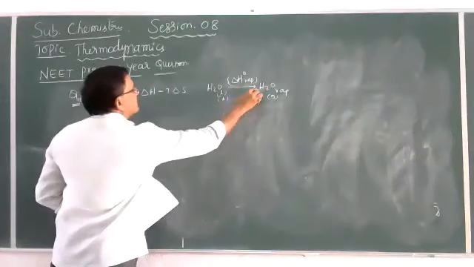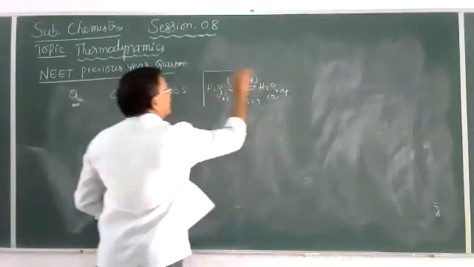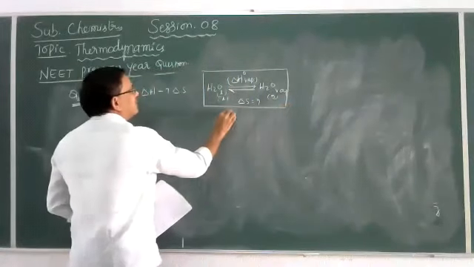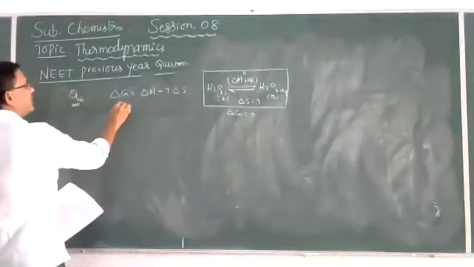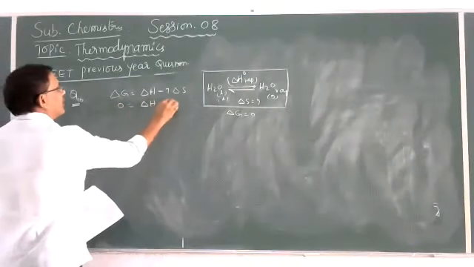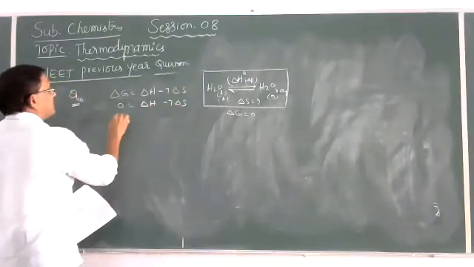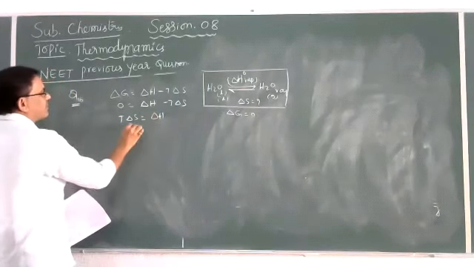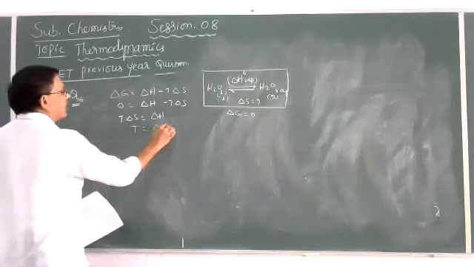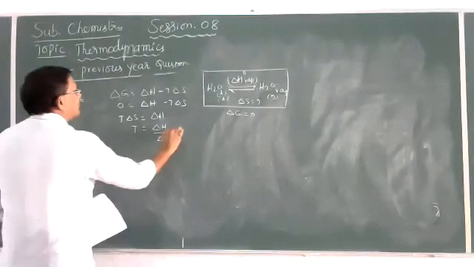But the process is at equilibrium. The process is carried out in a closed vessel. For this, delta G is equal to 0. By using delta G equals delta H minus T delta S, T delta S is equal to delta H. Clear? Now T is equal to delta H by delta S. Apply this formula.